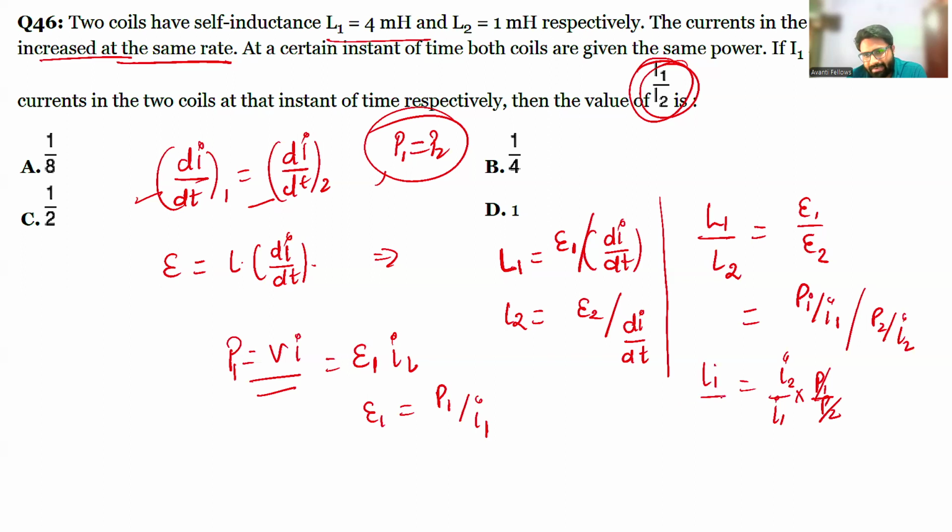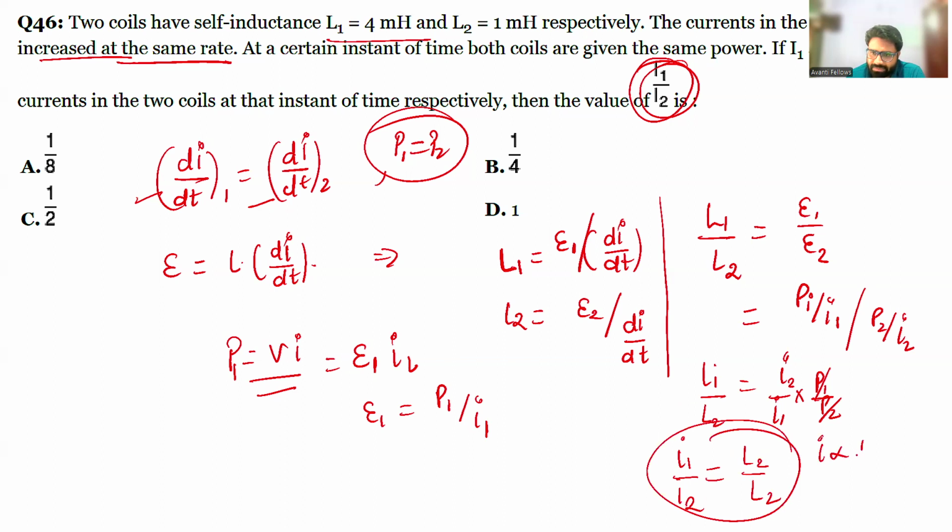So we can say that L1 upon L2 is I2 upon I1, or we want to find out I1 by I2. So I1 by I2 is L2 by L1. It inversely depends on the self-inductance of the coil. And the values of L2 and L1 are also given to you. What is the value of L2? It is 1, and the value of L1 is 4. So the ratio will be 1 by 2. So option B is the correct one.